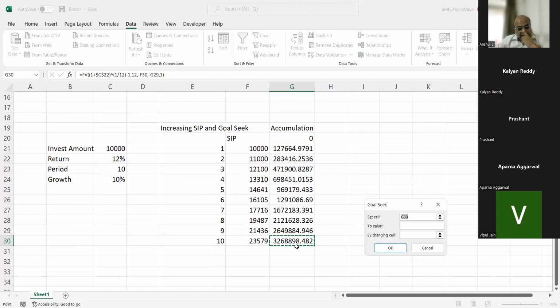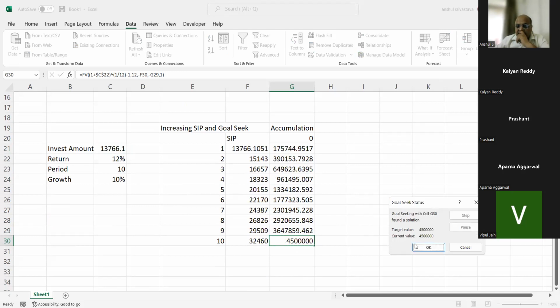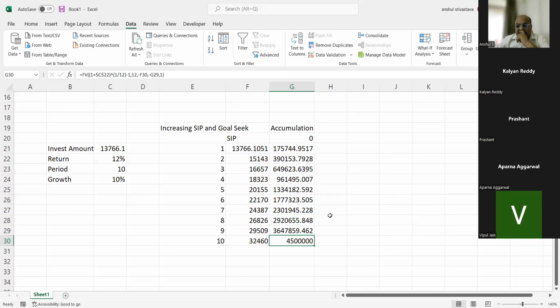Set this cell. What is the value we want in this cell? We want 45 lakh, no? By changing this cell, the investment amount. Okay, say this. By investing 13,766. Yeah, anybody saying anything? So can you use the second year calculation? I'm not getting this 390153.